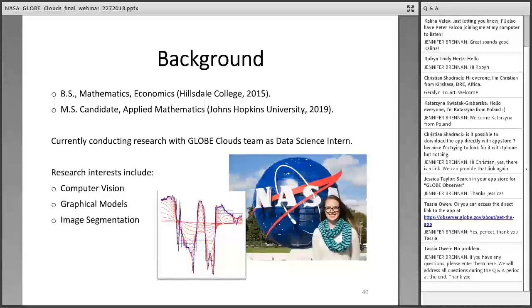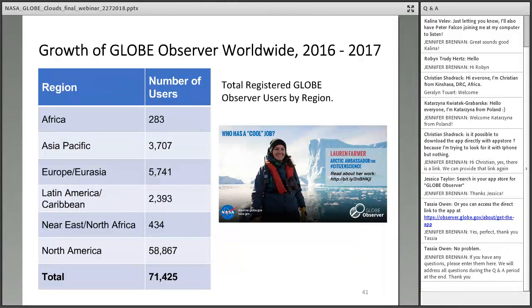So a little bit about my background. I'm really interested in math. As you can see, my undergraduate degree is in mathematics and my current graduate studies are in applied math. So I'm fairly interested in looking at ways that we can use computer vision, so object detection, which is a subset of artificial intelligence, graphical models, and image segmentation techniques on the globe observer data, specifically the images that we receive from the cloud observations.